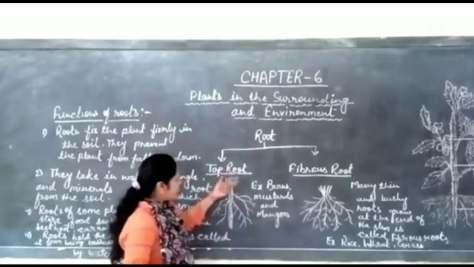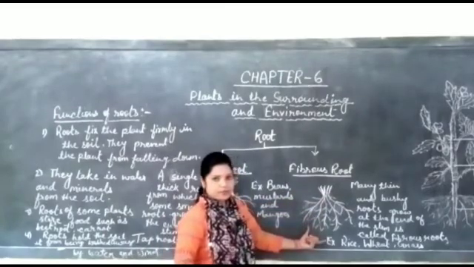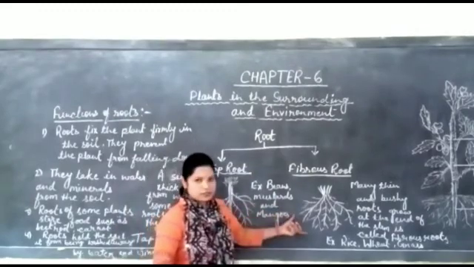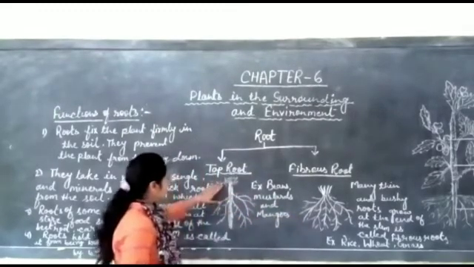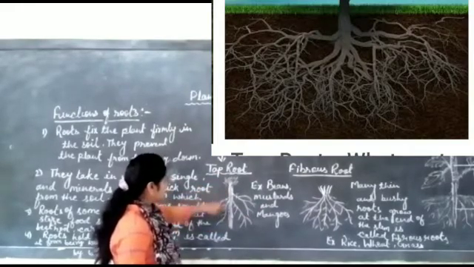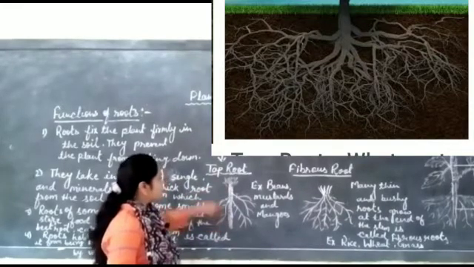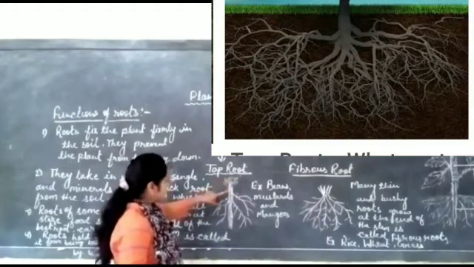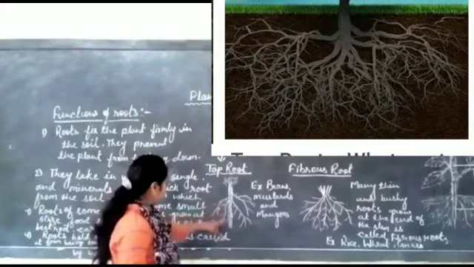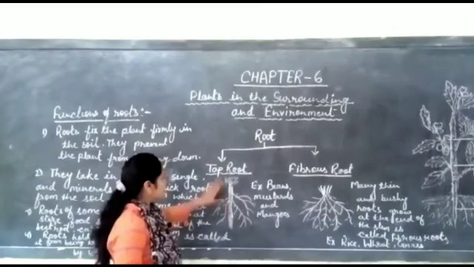So taproot, I have drawn the picture of taproot and this is the picture of fibrous roots. So you can see the difference between both the pictures. Let us see. Taproot, you can see a woody and single straight and thick root is coming out. This type of root is called taproot, and in this type of root you can see some small roots grow at the end of the stem. So this type of root is called taproot.